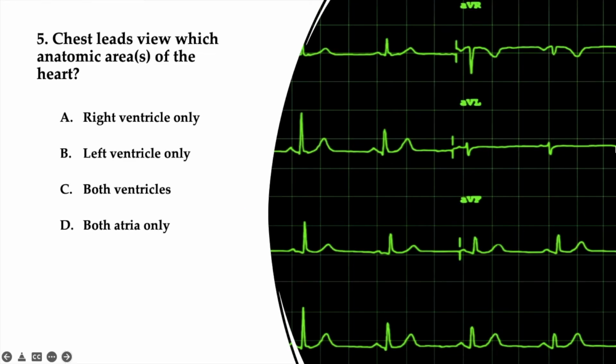Question 5. Chest leads view which anatomic area or areas of the heart? A. Right ventricle only. B. Left ventricle only. C. Both ventricles. Or D. Both atria only. The answer is B. Left ventricle only.